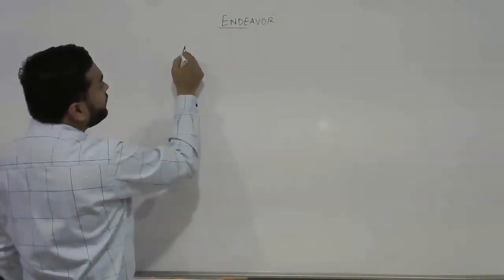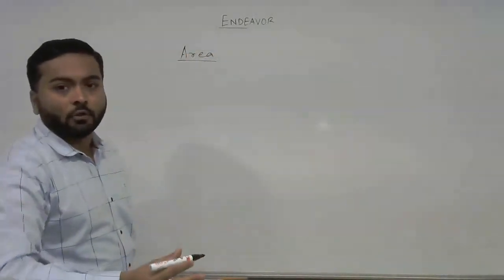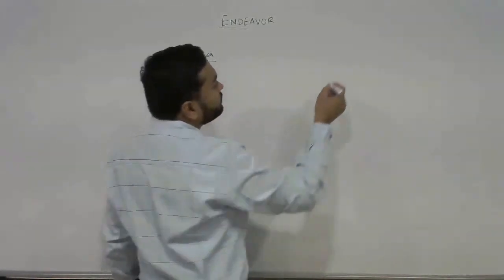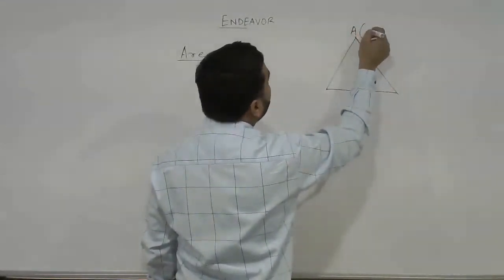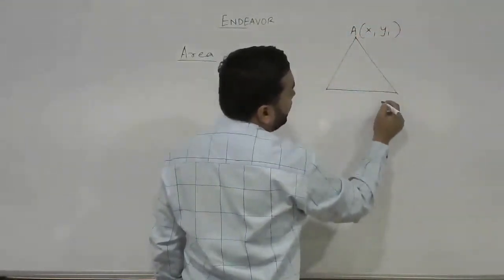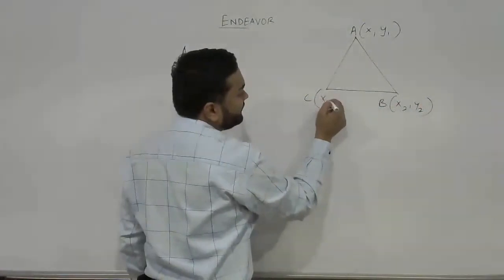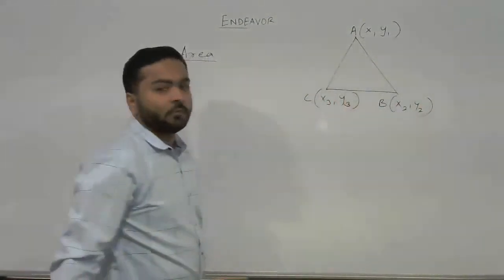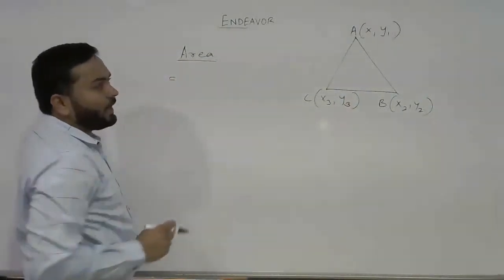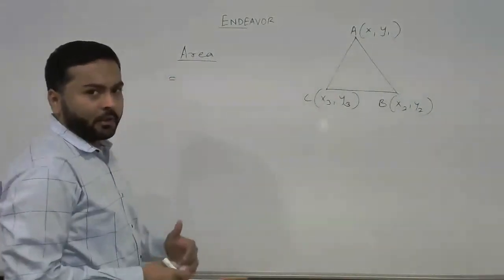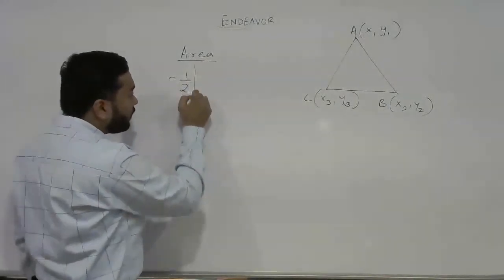How to find the area of a triangle and the area of a quadrilateral. So let's say this is a triangle with point A as x1, y1, B is x2, y2, and C is x3, y3. If I want to find the area of the triangle, we know that area can be found by determinant. On solving the determinant, what you get is half of modulus.